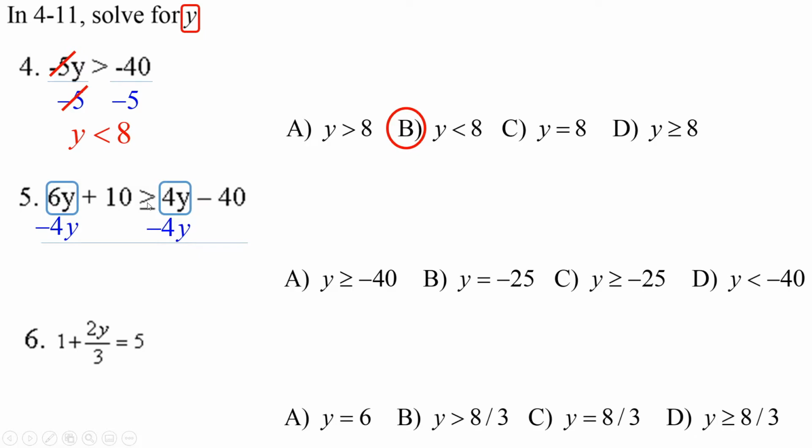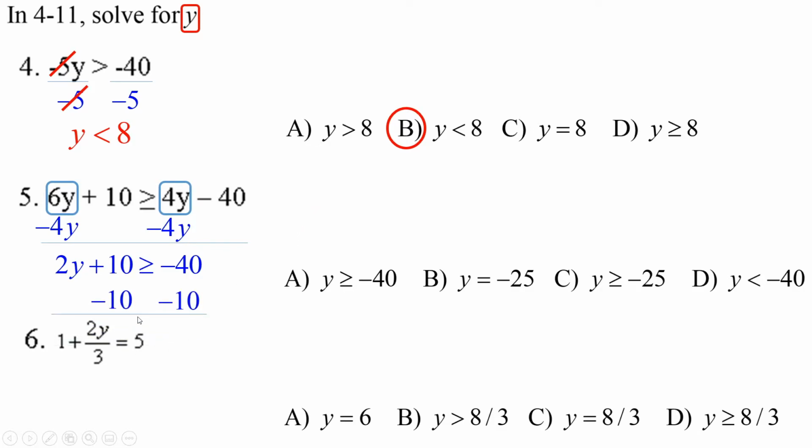And when you add or subtract, that does not affect your inequality symbol. So we're still greater than or equal to. And then I go 6y minus 4y. Those are like terms, so those would be 2 y's. And then plus 10 is greater than or equal to. And on the right, we have 4y minus 4y cancels, leaving negative 40 right there. All right, now it's a two-step inequality. You have to undo this addition of 10 first. All right, so let's subtract 10 from both sides.